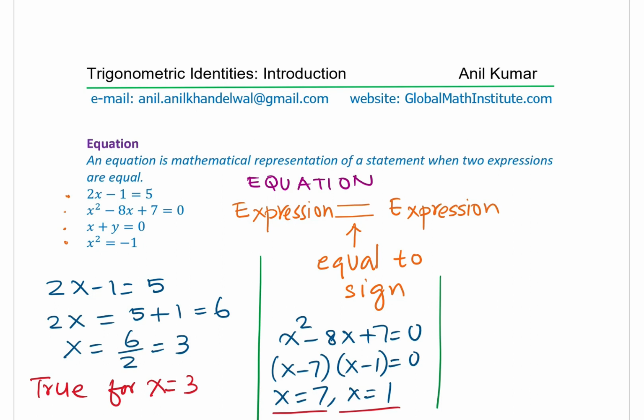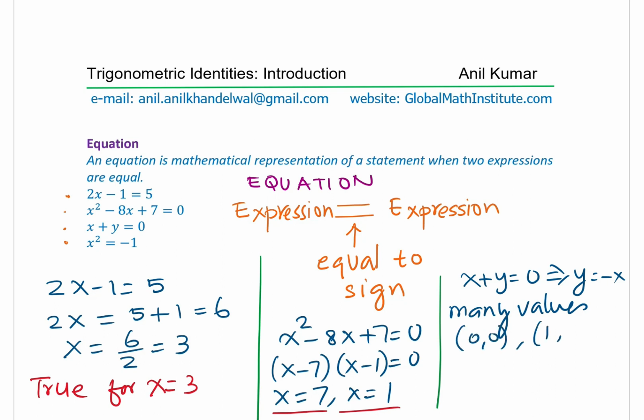If I take the third equation, which is x plus y equals 0, it is true for many values. So in general, from here we could write y equals minus x. So for many combinations, it is true. For example, we could take values such as 0, 0, or 1, minus 1, and so on. So we have infinite solutions. Is that clear to you?